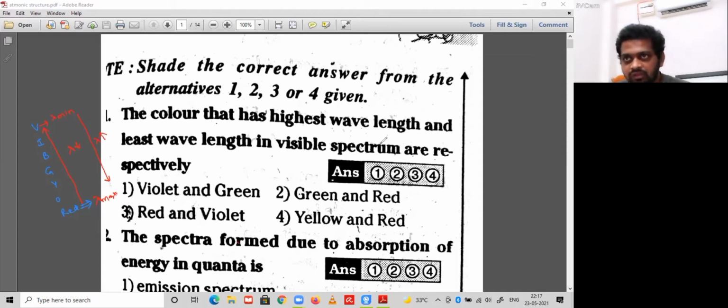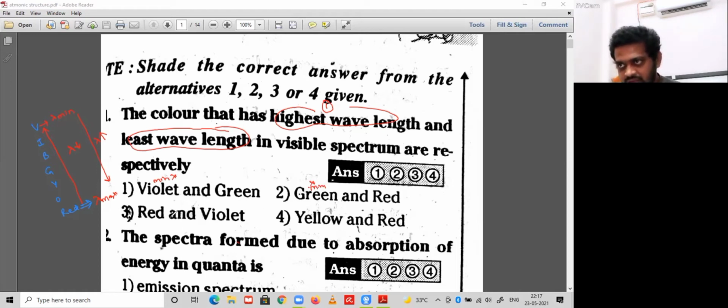So first we need to find out the highest wavelength and then the least wavelength in the given pattern. Violet color will have the minimum, so option 1 is ruled out. Why? Because first we need to find the highest wavelength, no? Coming to the second one, green and red. Green also has a minimum wavelength when compared with the red color.